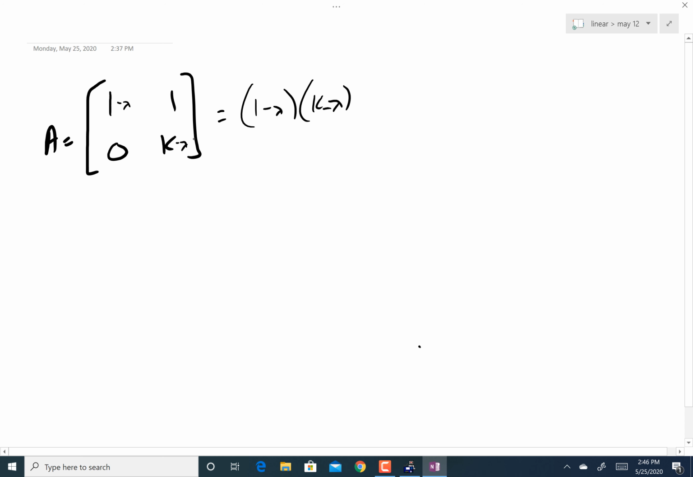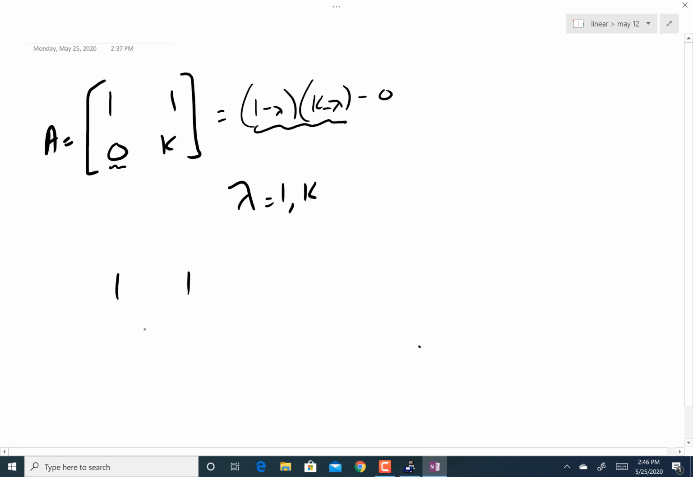Because there's a 0 here, you're saying that this is going to be minus 0, yeah? So it's already in factored format, yeah? So my eigenvalues are 1 and k. Now, 1 and 1 is going to be a problem. If they're both 1, I feel like there's going to be an issue, right?